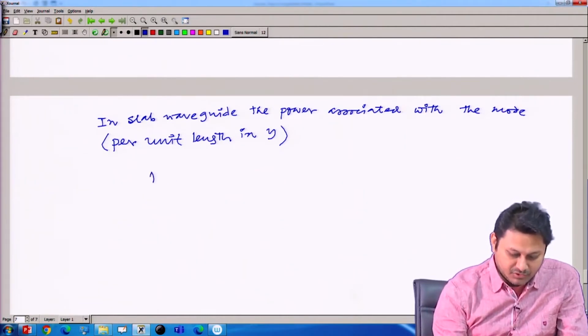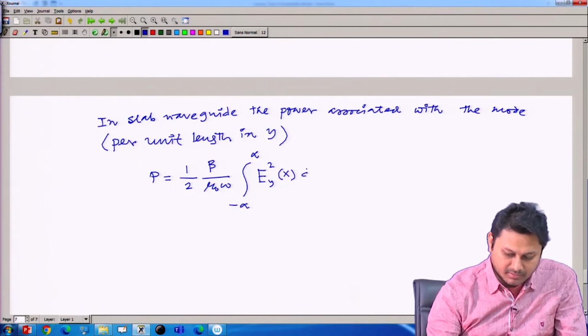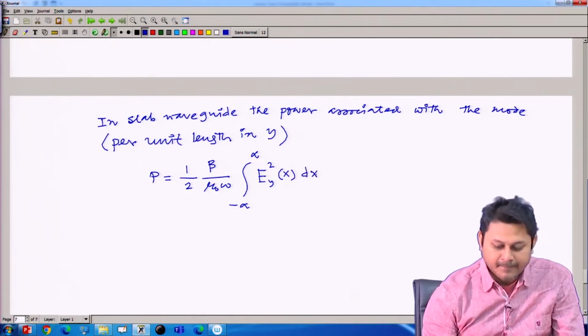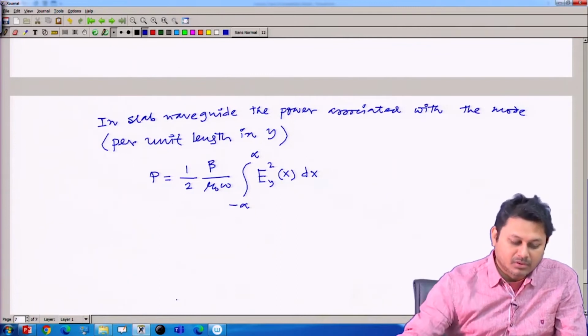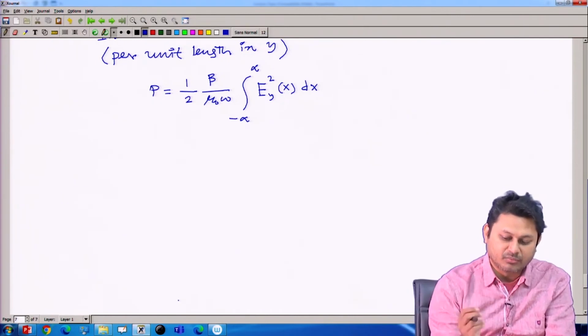then P should be equal to half of beta and then mu 0 omega and then integration over the entire mode field what we have, which is simply E y square as a function of x dx. This is the amount of power one should have that is associated with the mode per unit length of y.